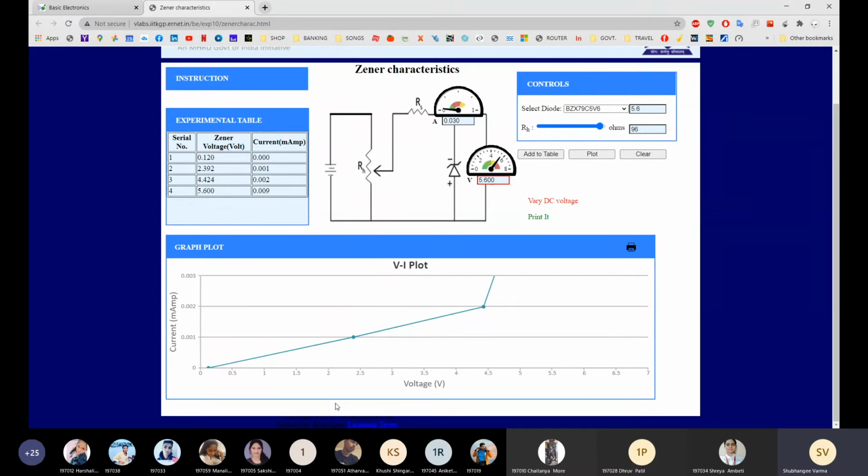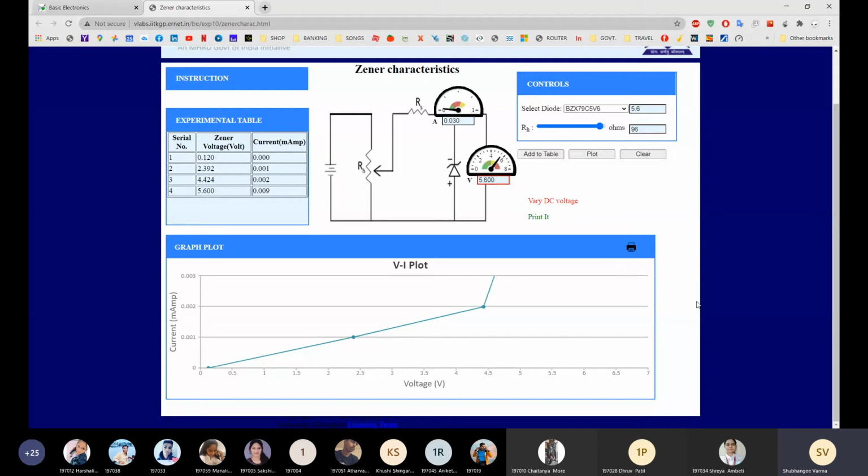See over here, they have drawn it on this side in the first quadrant, but the characteristic should be in the third quadrant because we have connected it in reverse bias. Your graph is like this, and after 5.6 you will get a maximum current.